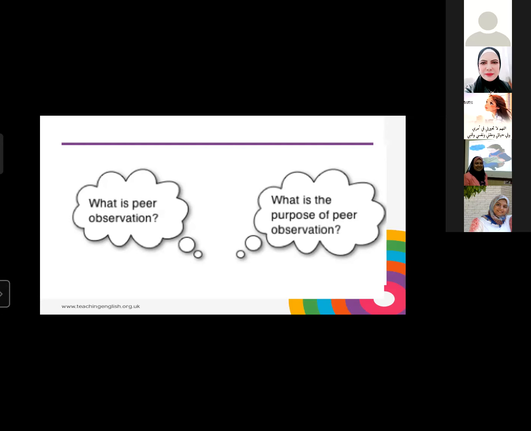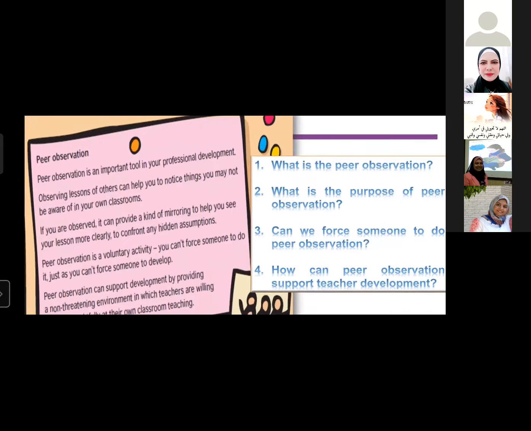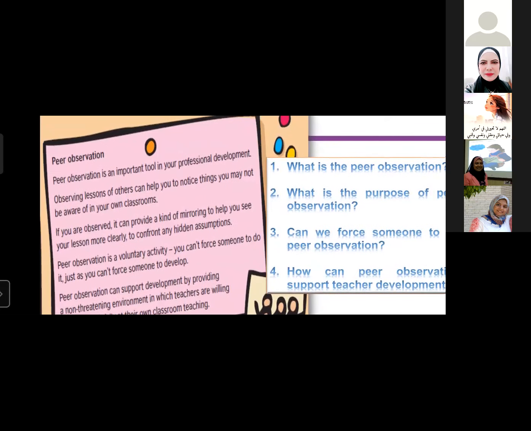Yes, sure. So let's check together. Peer observation is an important tool in your professional development. We will not grow or develop ourselves if we are not observed by others, if we don't know how to deal and act in different situations, and whether I'm working on the right track or not. So it's a very important tool in our professional development.